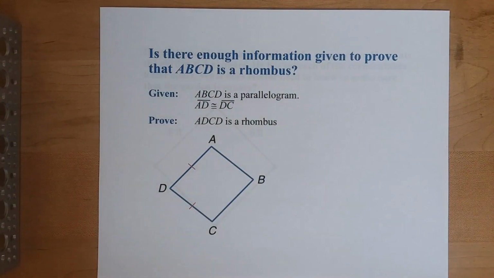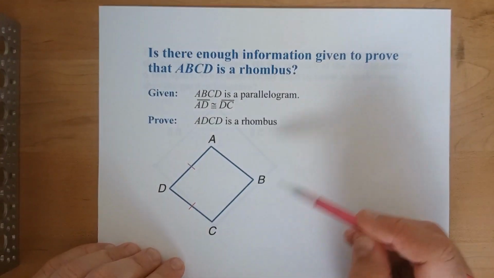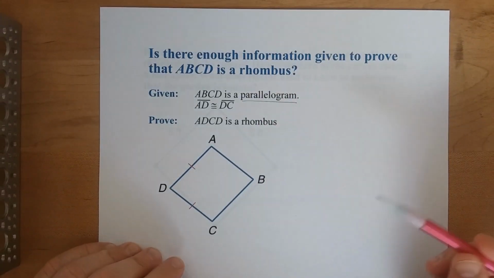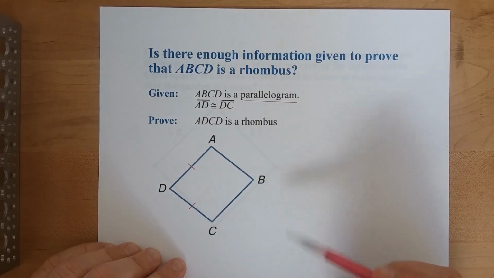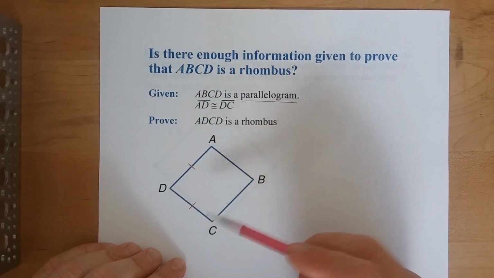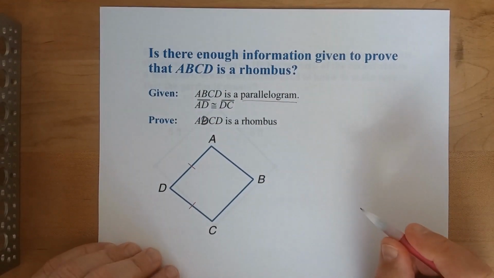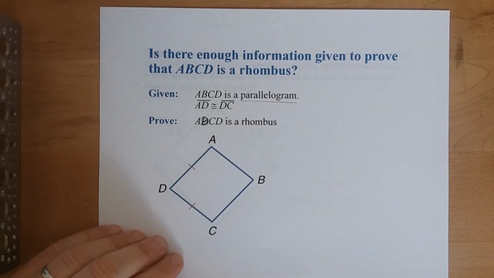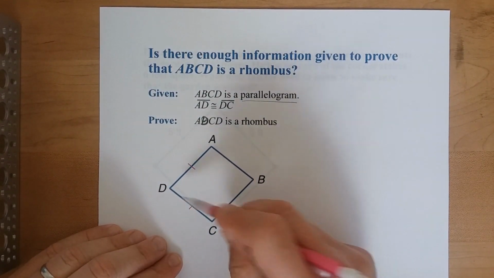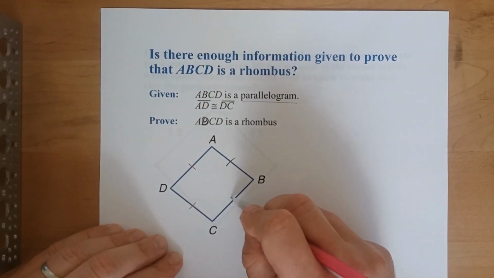Here, do we have enough information to prove that ABCD is a rhombus? They tell us that ABCD is a parallelogram, very important. AD is congruent to DC. Is that enough information to prove that, there's a typo there, let's call that ABCD, is a rhombus? Well, if it's a parallelogram, we can go ahead and mark that DC must be congruent to AB and AD must be congruent to BC.